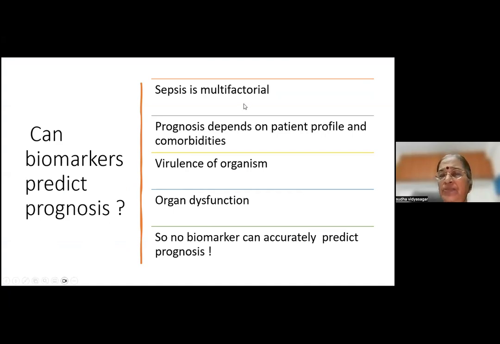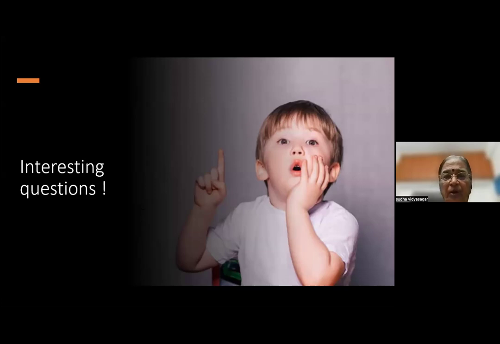Now let's look at whether we can predict the prognosis. Please remember that sepsis is multifactorial. Prognosis depends upon the patient's profile and comorbidities, the virulence of the organism, and organ dysfunction. So though we are saying so many things, no biomarker can accurately predict what's going to happen. All of them are pointers, like what we said about proadrenomedullin, towards progression to septic shock. suPAR is a good one. Presepsin is a good one. But the data is just accumulating now, and so far nothing is very good. And like we said for procalcitonin, the dynamic change is probably more important.